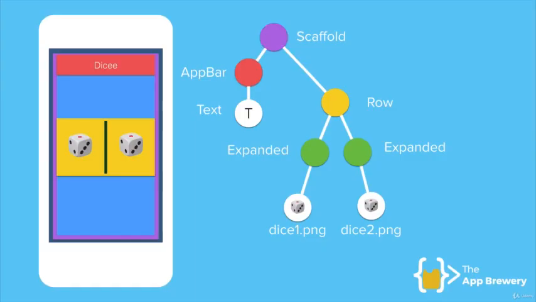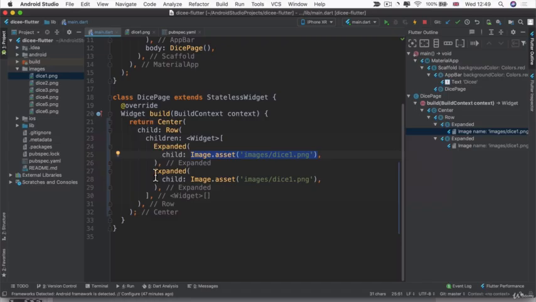Essentially, I want to simply pluck that expanded widget out of the tree and make the dice1 image a child of the row without having an expanded widget around it. Again, normally that would be really, really painful. And over here, you can't actually really do it when you right click, right? What I need is a delete widget.